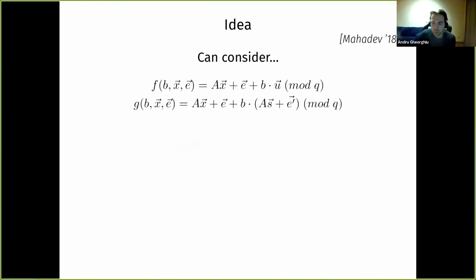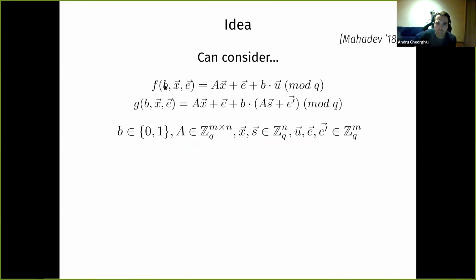So one function is this f function here. They're both very similar. The inputs are, this b input is a single bit, and everything with an arrow on top is a vector. All the vectors have components modulo q, so the integers are mod q. And this A is a matrix mod q, an m by n matrix. You should think of m as being much larger than n, so it's a very tall matrix.